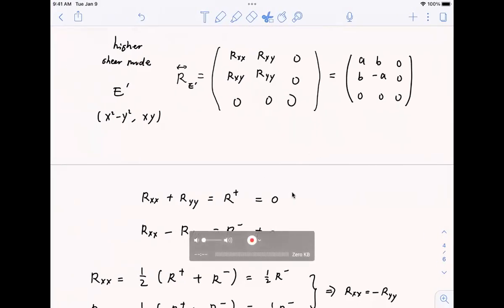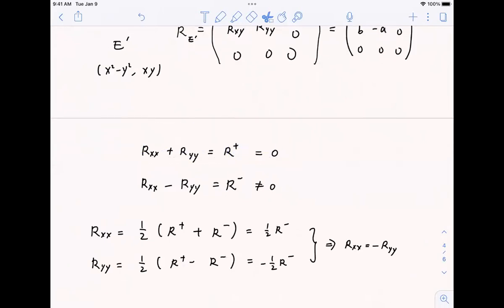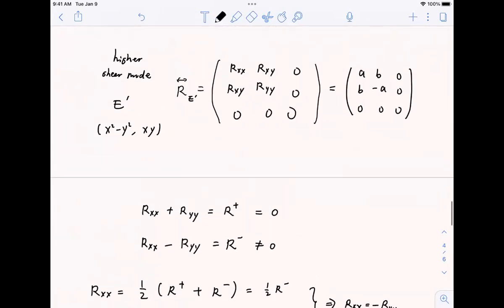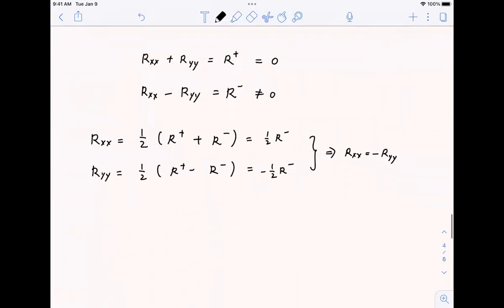Okay, so you can set this as 0. Then this is finite. Once you set this 0, then you already know that these two will be opposite to each other. So the form of the Raman tensor only has two independent elements. Okay, so now let's consider E detection dot R E prime and incident. Okay, let's consider this.